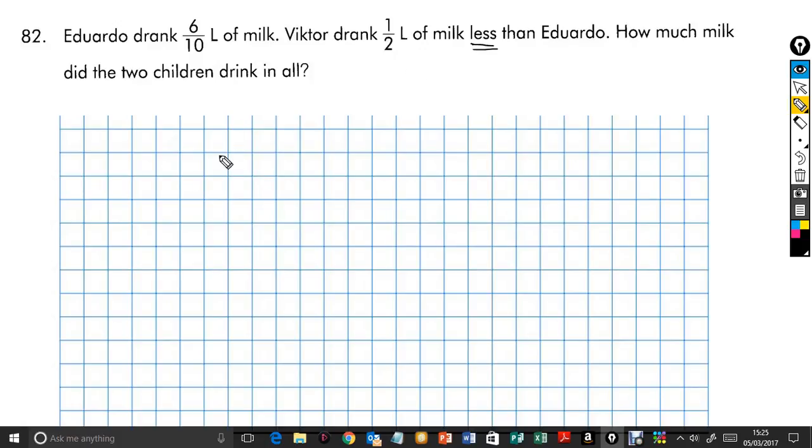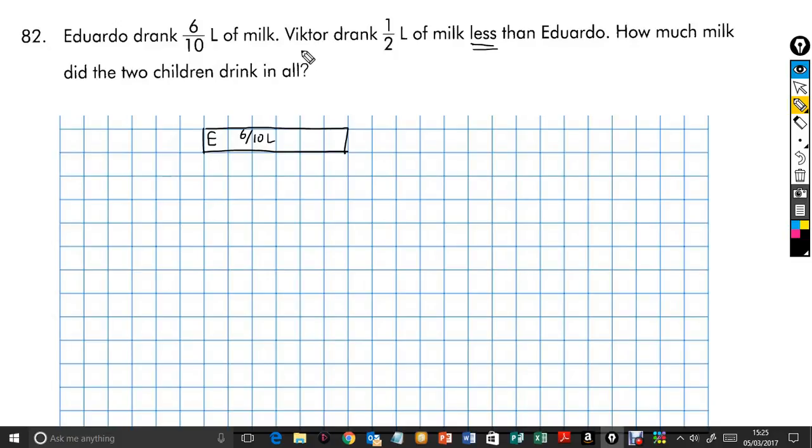Okay, so let's actually draw a model for this. And I'm deliberately not drawing it to scale. Okay, and I'll explain that later. So this block is going to represent how much milk Eduardo drinks. Okay, this is Eduardo's block, and we know that he drank 6/10 of a litre. Okay, that's how much milk Eduardo drank.